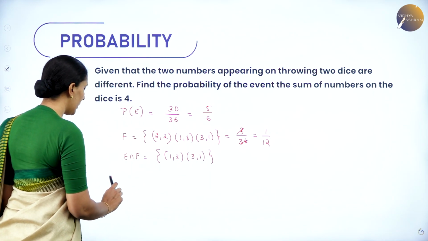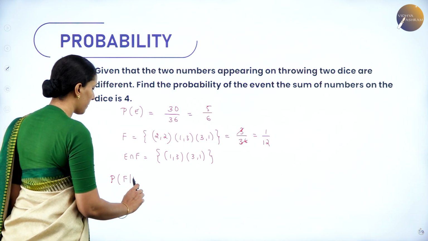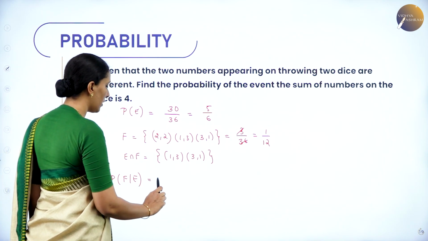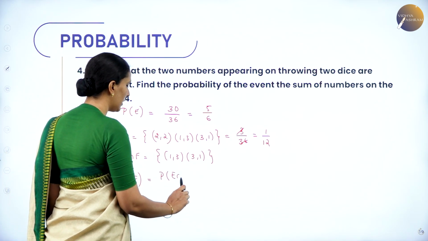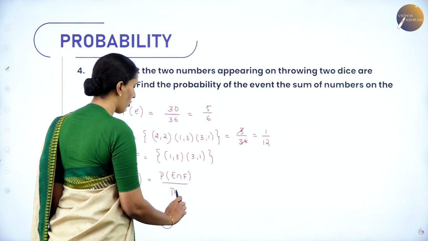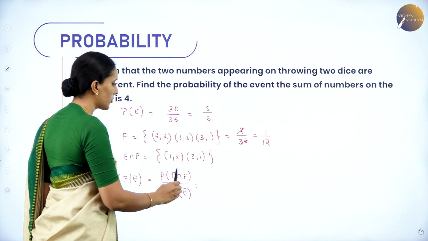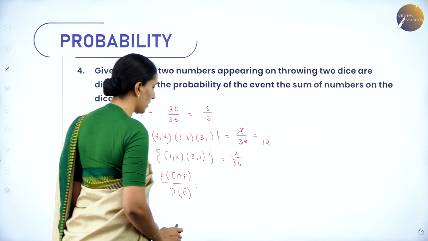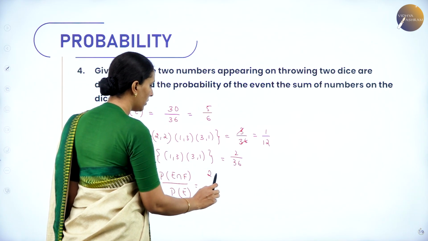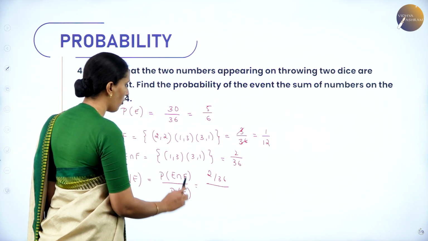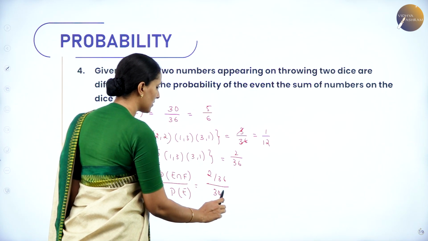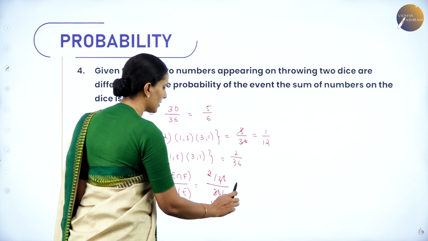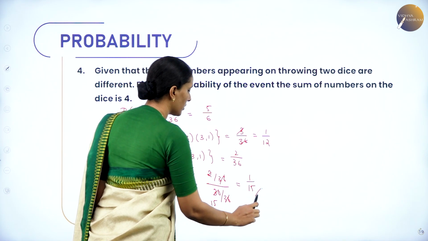Now we are calculating the probability of F given E. That means event E has already happened, and we need to calculate F. Using the formula, we have the probability of E intersection F divided by P of E. The probability of E intersection F is clearly 2 divided by 36, and P of E can be written as 30 by 36. The 36 cancels. 2 ones are 2, 2 fifteens are 30. So the value is 1 by 15.